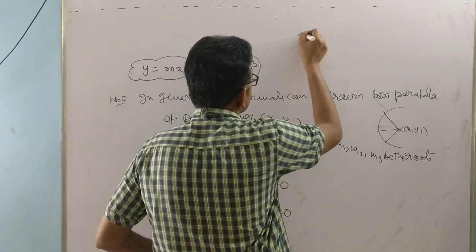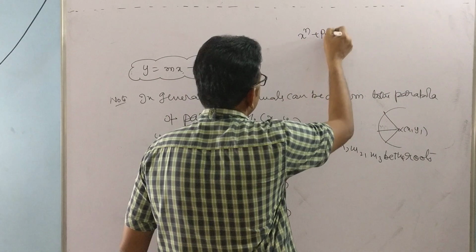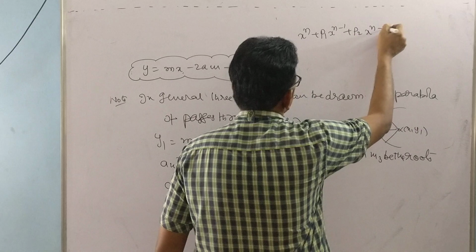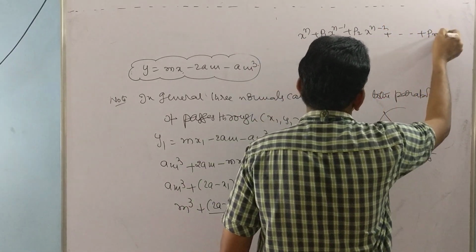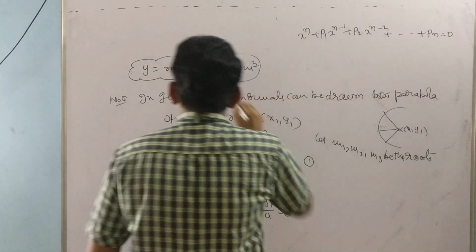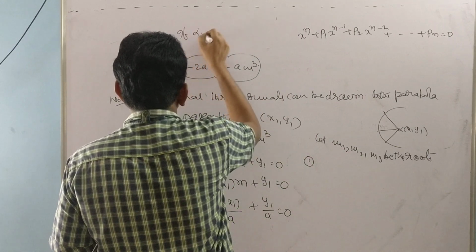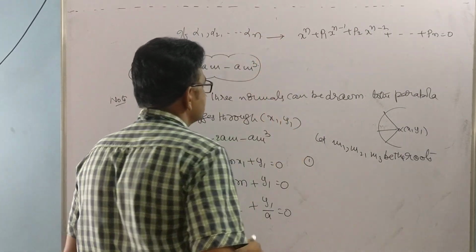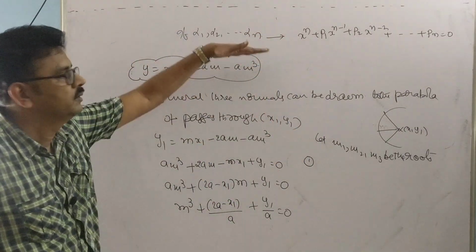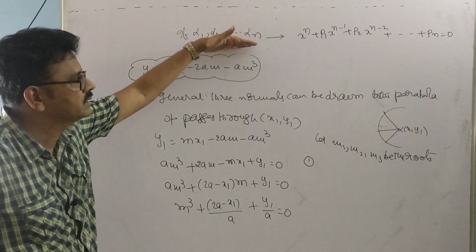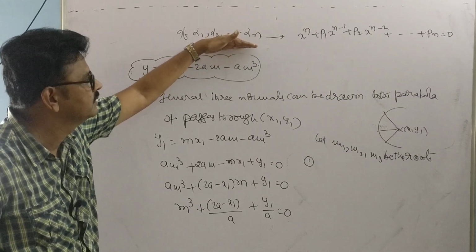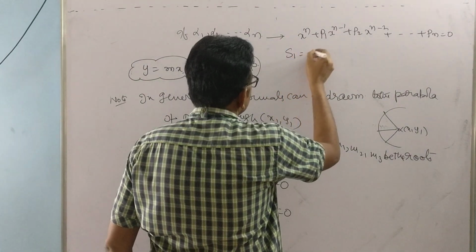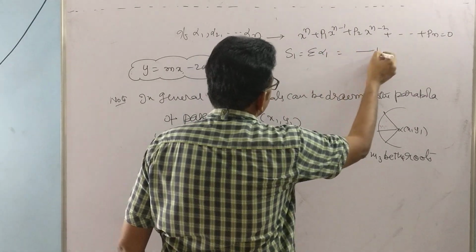So if x to the power of n plus p1 x power n minus 1 plus p2 x power n minus 2 plus and so on, pn equal to 0, if alpha 1, alpha 2 and so on alpha n are the roots of this equation, that is the theory of equations concept. Already the topic is over. So what is S1? Sum of the roots, that is sigma alpha 1, is equal to minus p1.